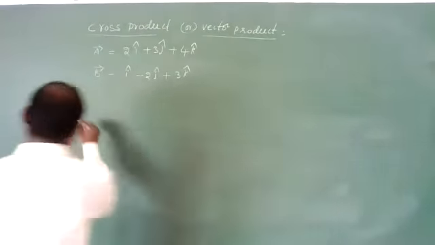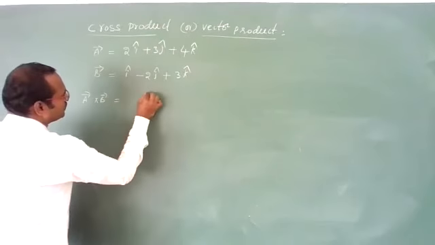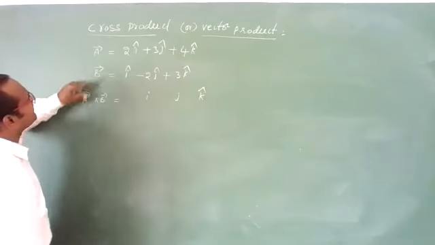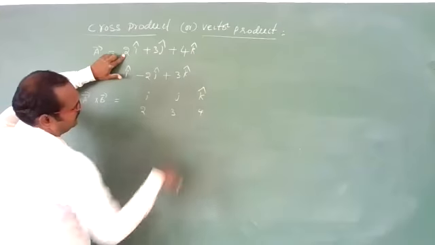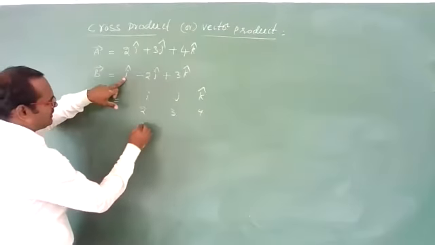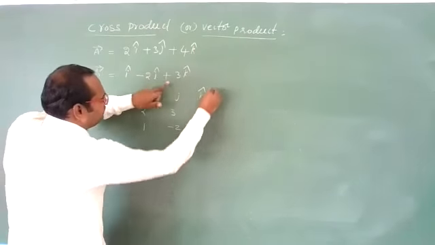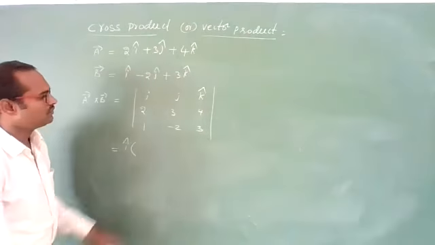Now what I want is A cross B. Students, what should I do? Write I, J, K first. First, the A vector, the coefficients of I, J, K: 2, 3, 4. Next, the second vector is B bar. Here nothing is there, means 1. Here minus 2. Here plus 3. Now take the modulus.